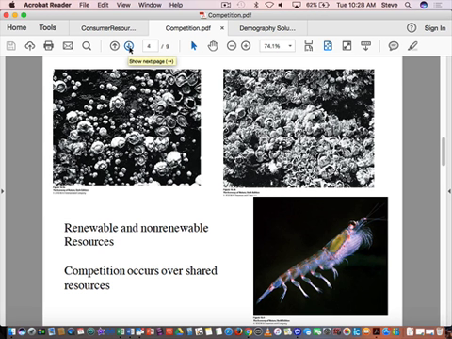Yeah, the density, right? You can see here that this is an extremely packed, highly dense aggregation of these marine invertebrates. Here you see a lot more space between individuals, okay? So obviously one of the most critical things that species, especially marine invertebrates, are competing over is space, okay? And space is an extremely important thing in terms of competition.